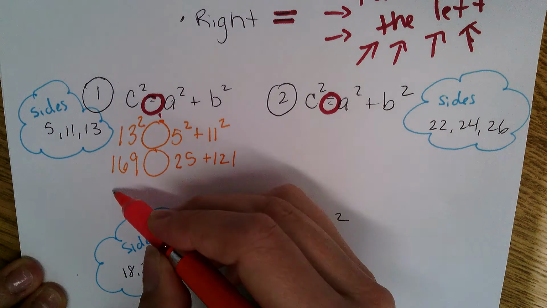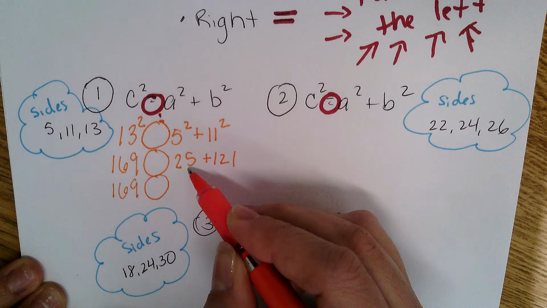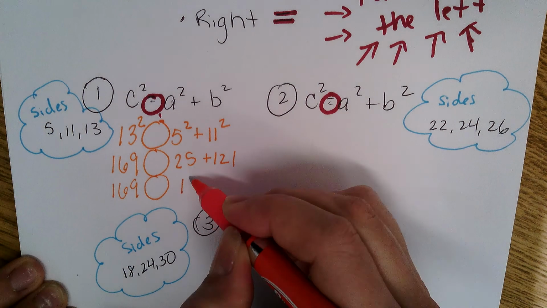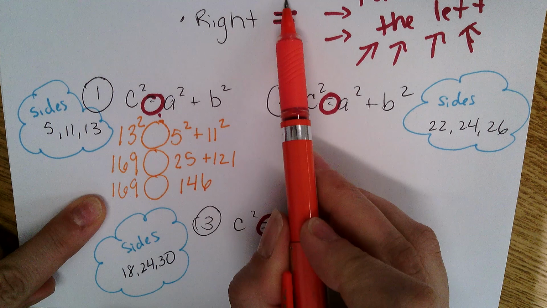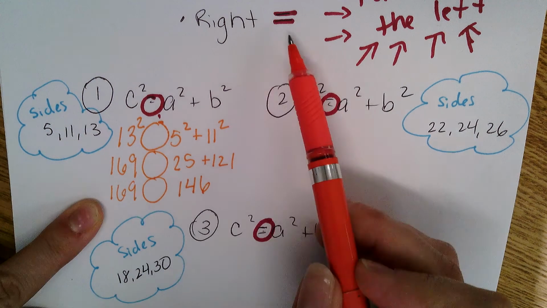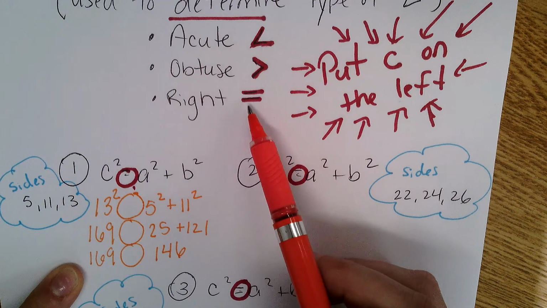All right, and then you're going to say, okay, 169, what is that to this? So you'll do 25 plus 121. That is 146. So is 169 greater than 146, less than 146, or equal to 146? Here's your three choices. Is it less than, greater than, or equal to?